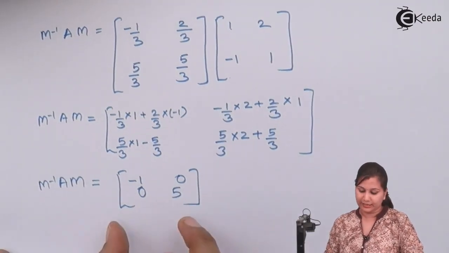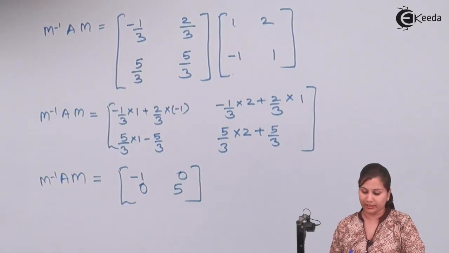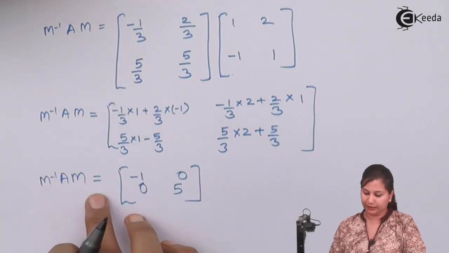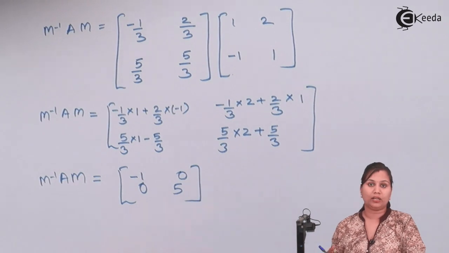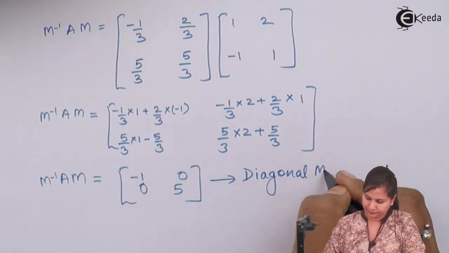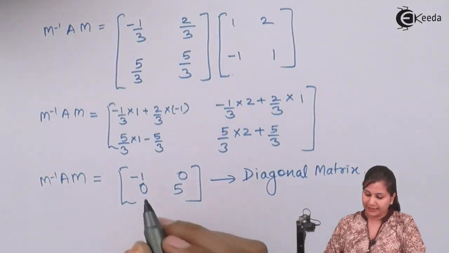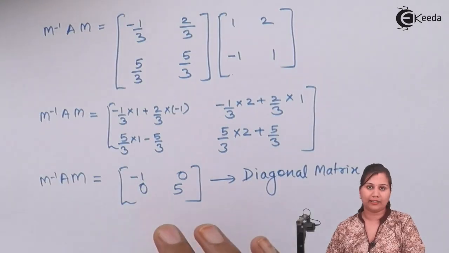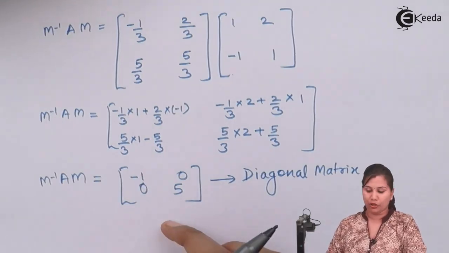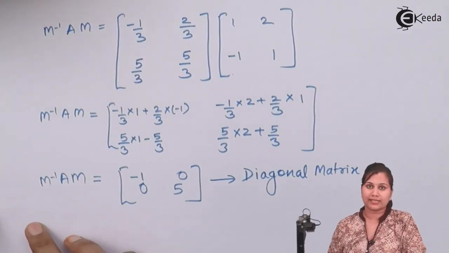So you can see that when we multiply the A matrix, which is a non-diagonal matrix, with the modal matrix to get this M inverse AM, we have converted it into a diagonal matrix. All the other elements are 0, only the diagonal elements are present, and these diagonal elements are the eigen values. You can see that the eigen values which we obtained were minus 1 and 5. So the diagonal elements are only the eigen values of the matrix A.